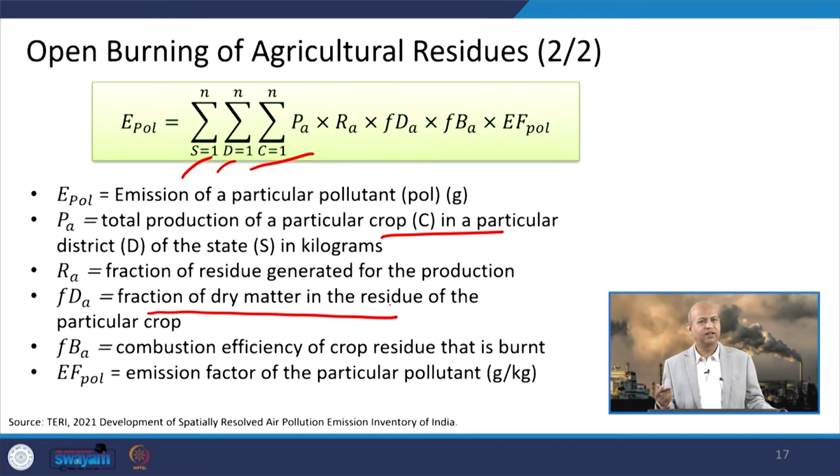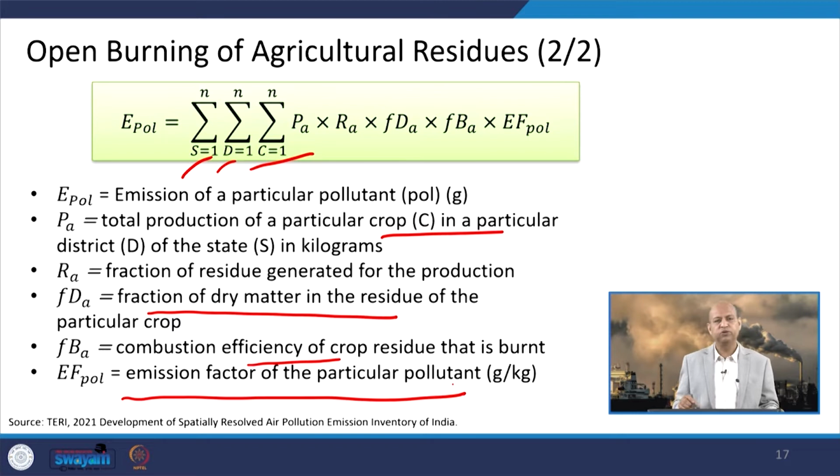It only means there may be other usage also; it is not that 100% of that residual matter is burnt. So how much of that residual material is being burnt is to be taken, and combustion efficiency is also a factor. Then the emission factor of a particular pollutant from that residual burning is there. All these are multiplied, then we get the emission of that particular pollutant from that particular crop residue. Then we repeat this for different crop residues, add them up, and calculate the total emissions.